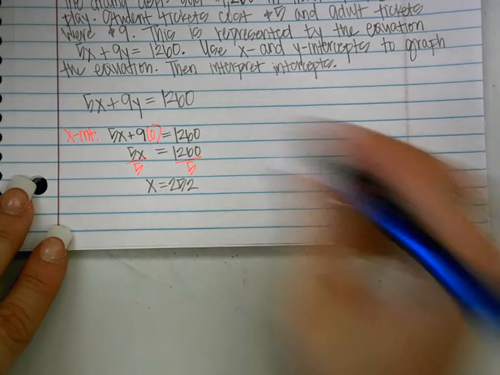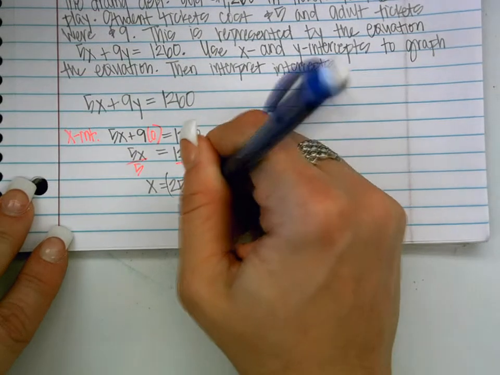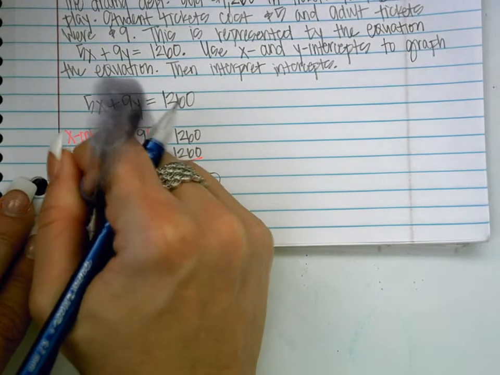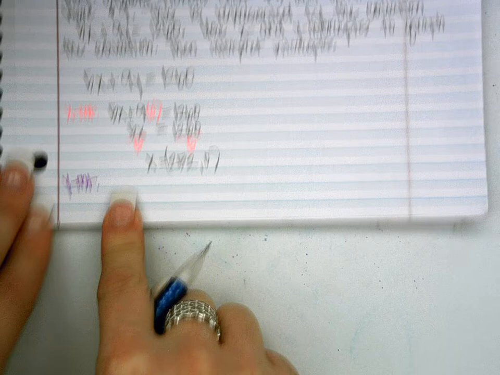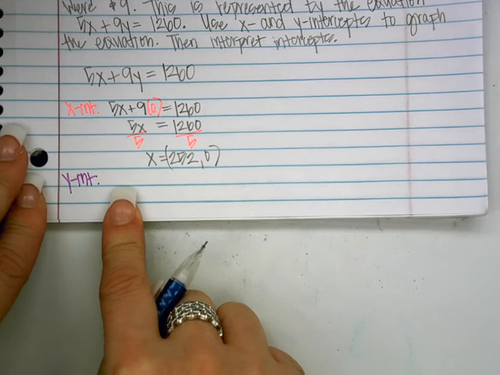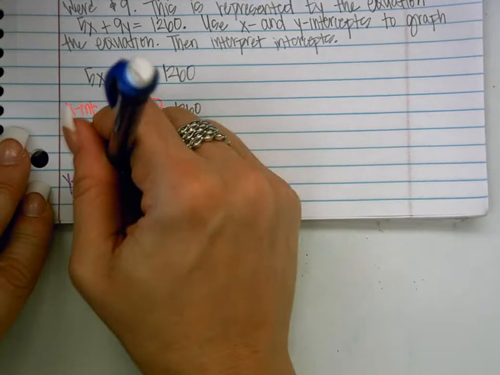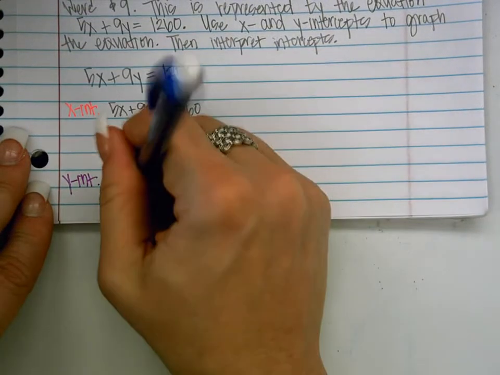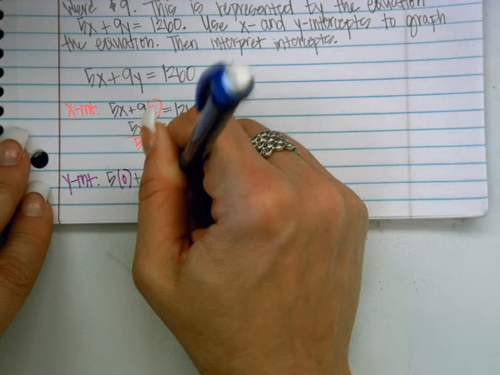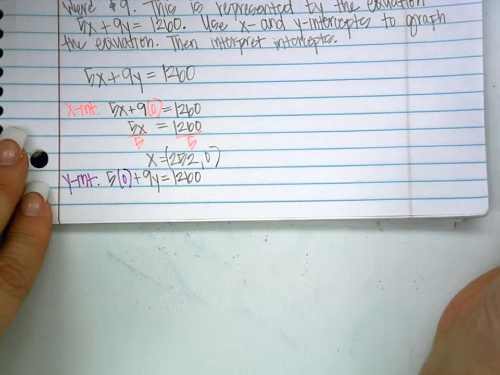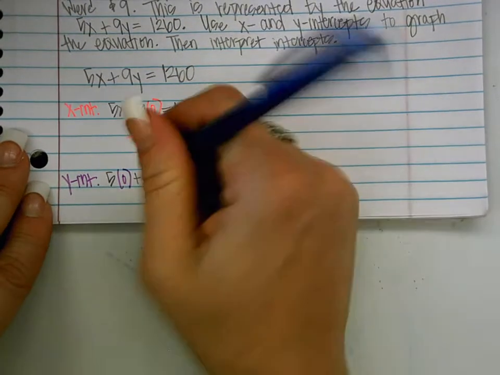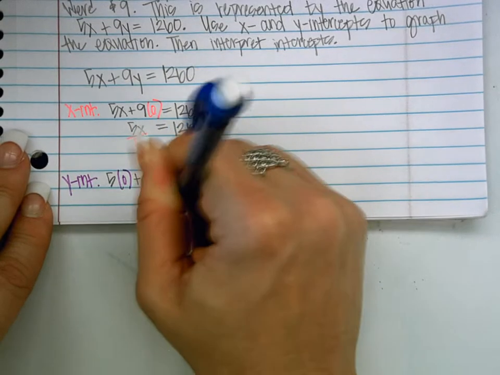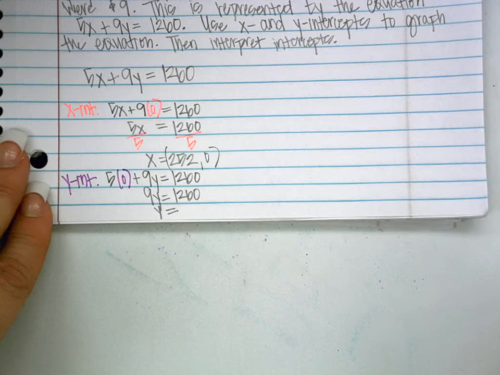252 comma what? 0, because that's in the x spot. Now I want to find the y-intercept. Okay, let's find the y-intercept. How do I find the y-intercept? Plug in 0 for what? For x. So 5 times 0 plus 9y equals 1260. That basically cancels that out. So we got 9y equals 1260. So y will equal what?